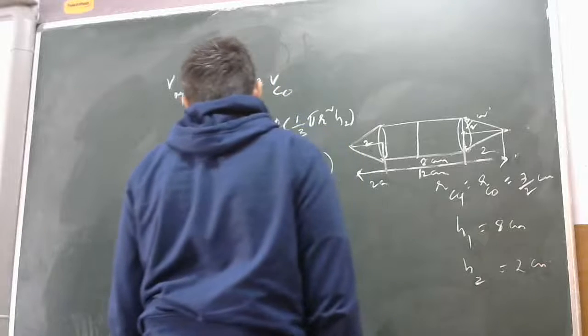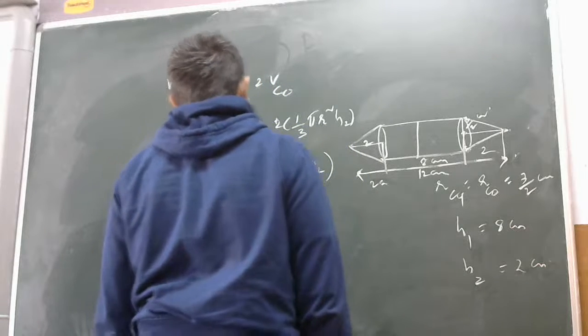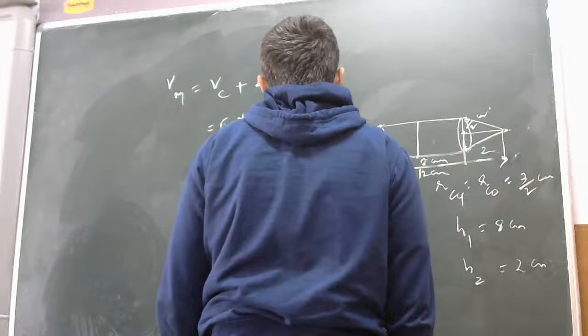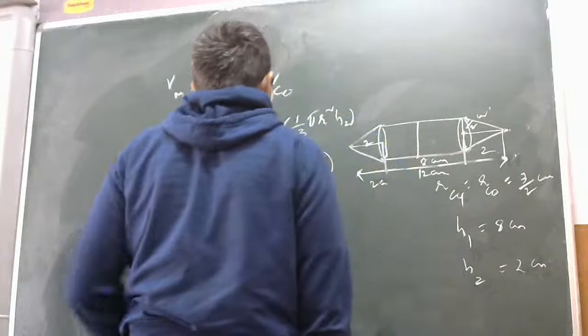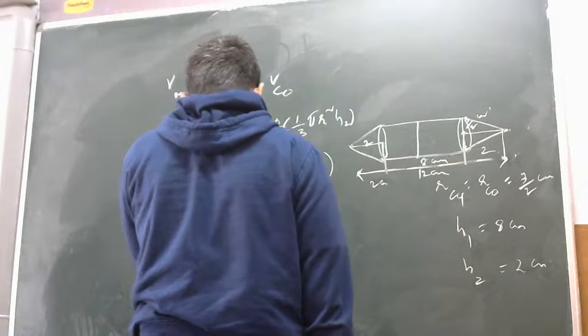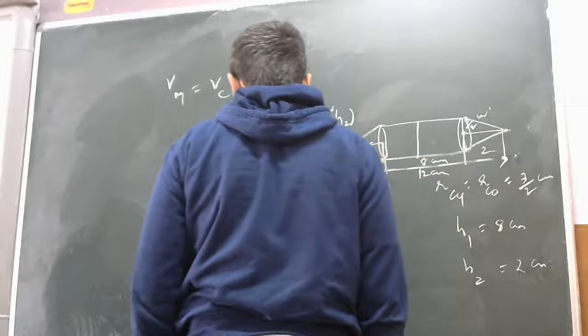Pi r square I took common. H1 plus 2 by 3 H2 I got. Are you clear with that part? Because to calculate, always take common. Because calculating separately is lengthy and tedious and you may make mistakes also. Take the maximum common part, then easily you can do it.